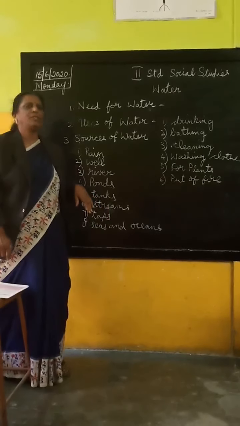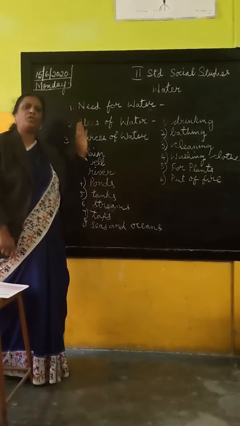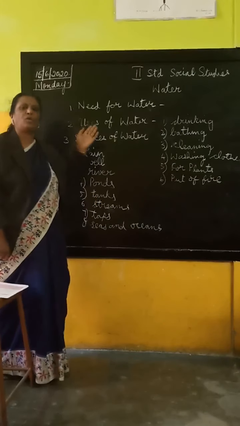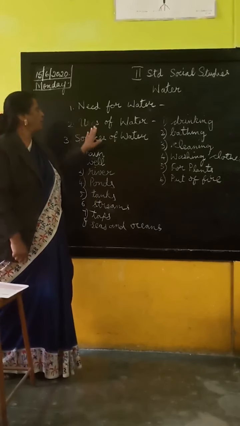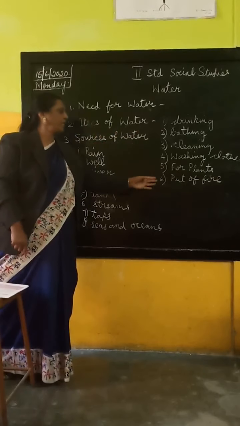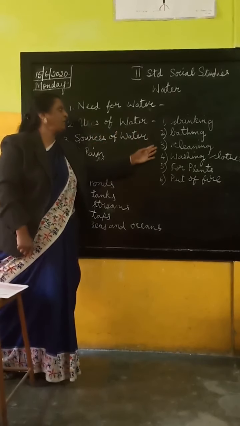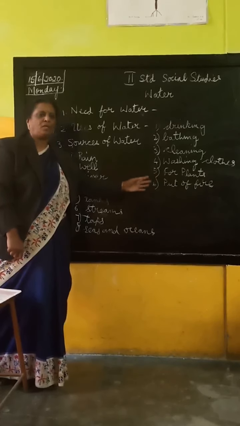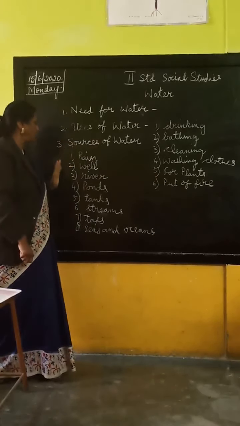So this is all, children, about water. We've already learned all this before. Why do we need water? We need water to drink. Then what are the uses of water? You already learned about this. Drinking, bathing, cleaning, washing, for plants and to put out fire. Then these are the sources of water.